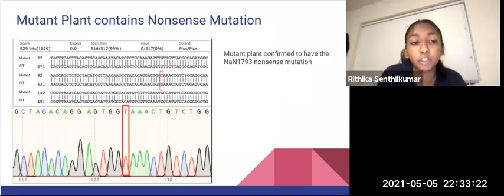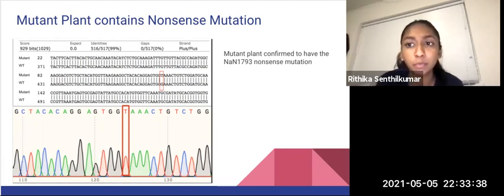Next, we wanted to confirm that our mutant plant did in fact contain the mutation that we were expecting it to. So with Sanger sequencing, we confirmed that our mutant plant had a guanine to thymine substitution, resulting in a stop codon. So this protein in the mutant plant would be truncated and therefore would not have any functionality.